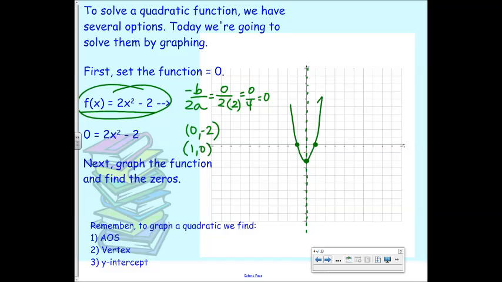And how many solutions do I have now? 3. No, 2. Only 2, because it's where it crosses the x-axis. So what are my two solutions? Negative 1, 0, and 1, 0.